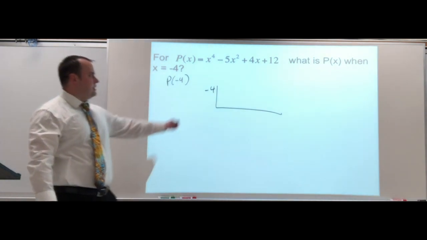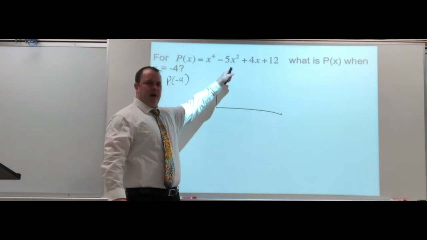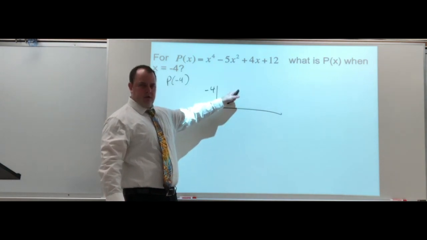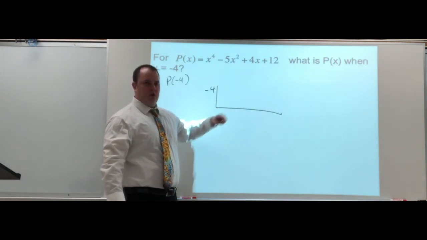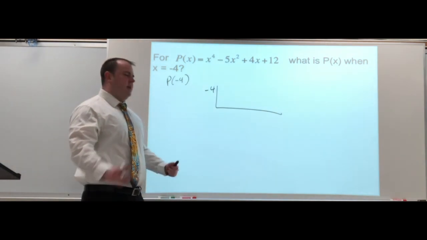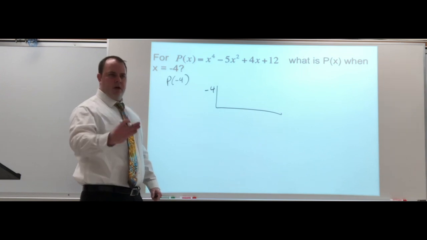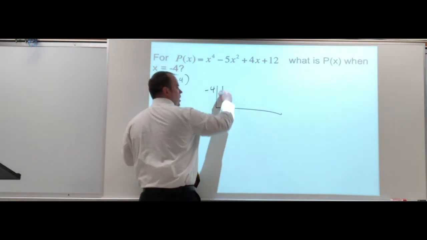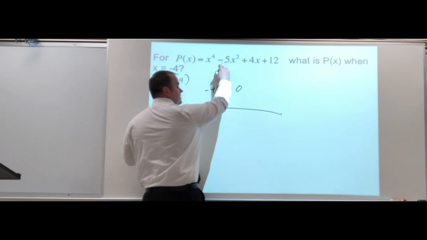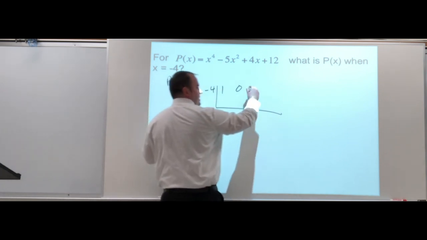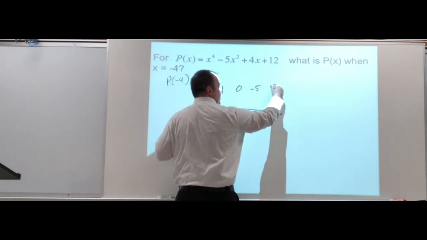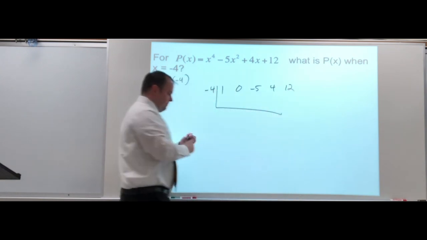Now pay attention to this. It's x to the 4th minus 5x squared. It's missing an x cubed. Since it's missing that cubic term, we still need to put fillers in, and this is the same for all synthetic division. You have to have everything going in order. So I'm going to have 1, 0 is the filler for the x cubed, negative 5, 4, and 12.